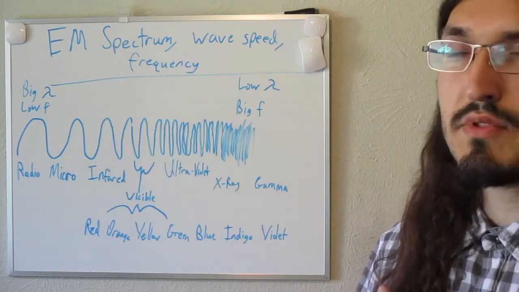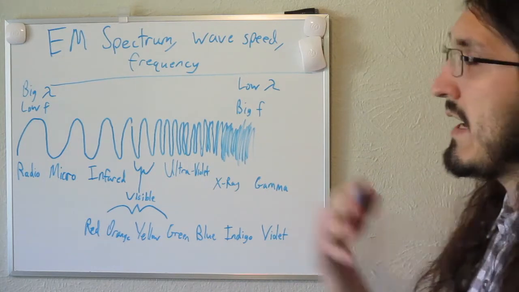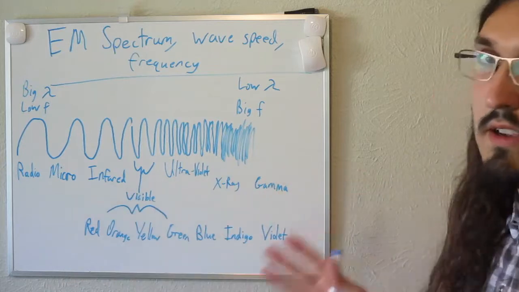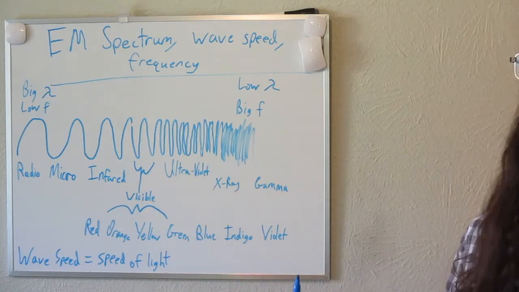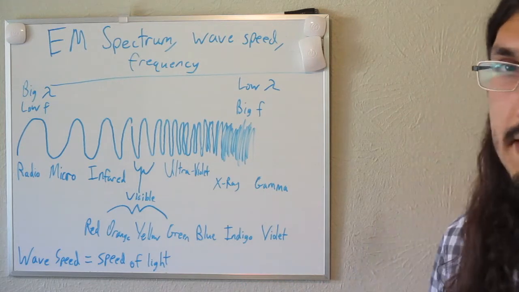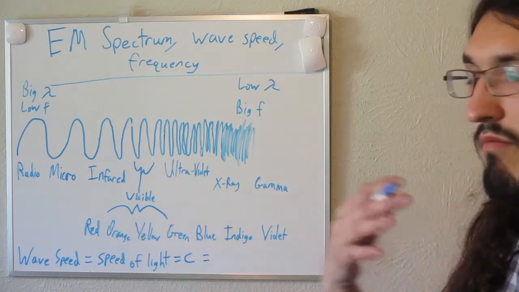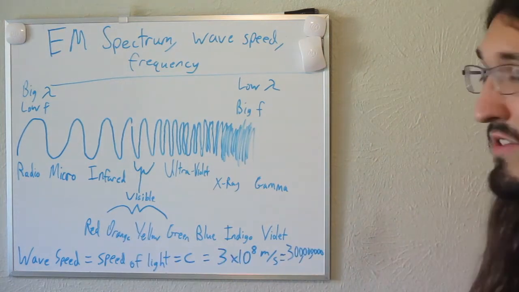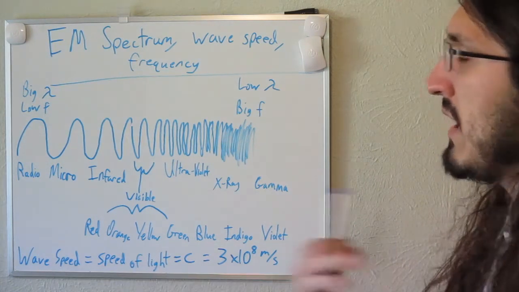Waves also have some sort of speed associated with their motion, right, as they move. In the case of light, all of these types of light waves travel at the speed of light. The wave speed for all of these types of waves is the speed of light. We use a lowercase c to notate speed of light. The speed of light is approximately 3 times 10 to the 8 power meters per second. In 1 second, light can travel 300 million meters. Okay, so now we've covered wave speed and wavelength.